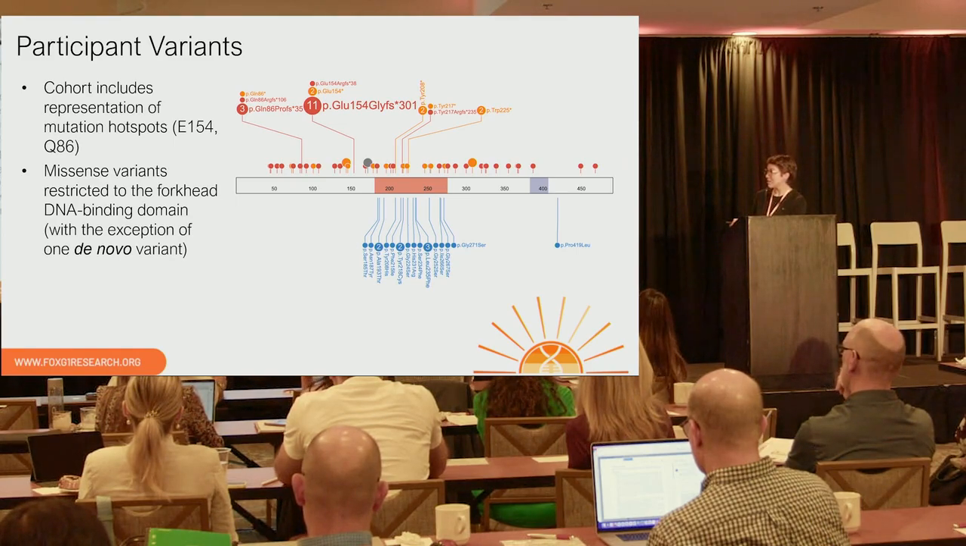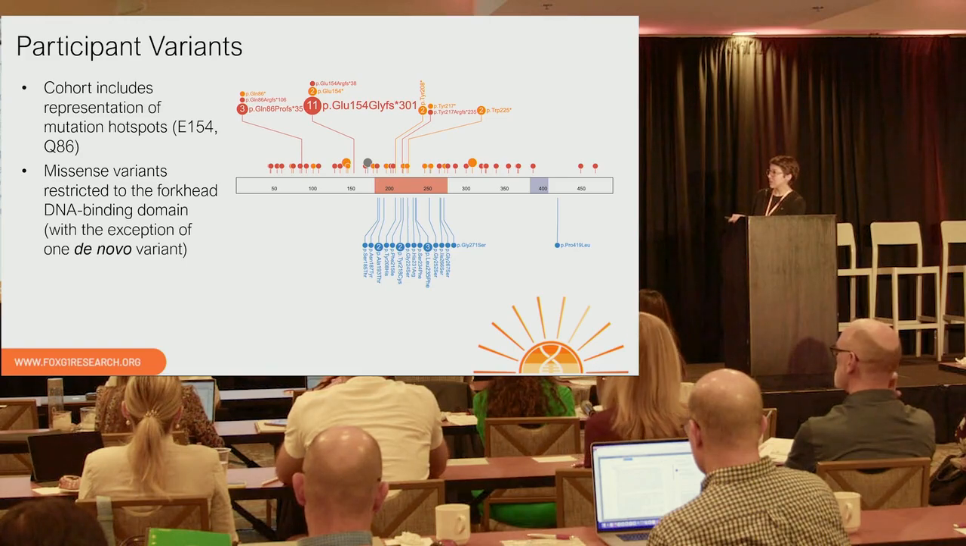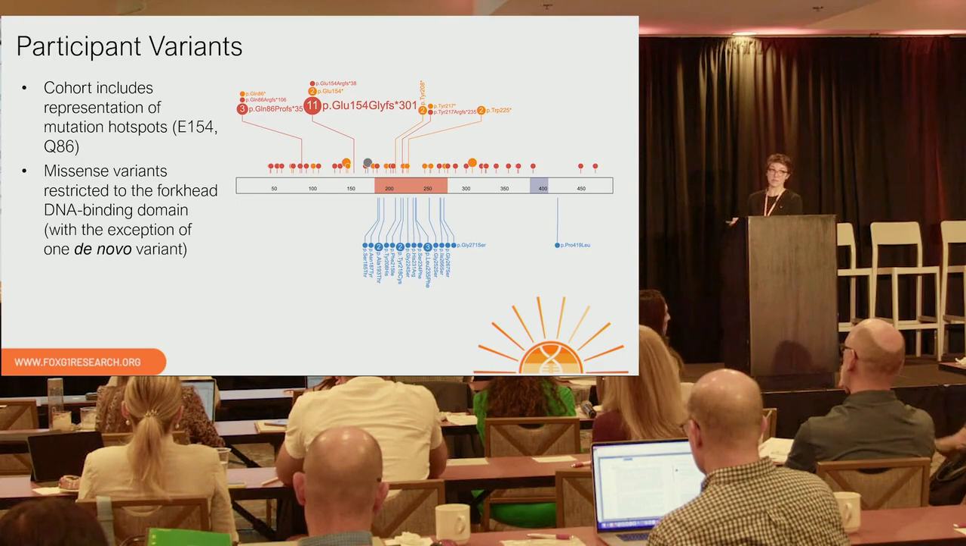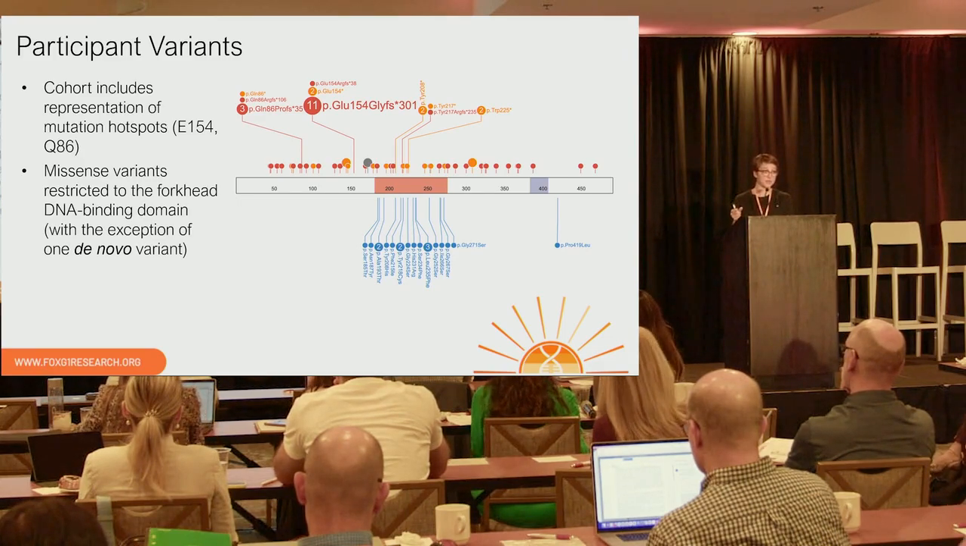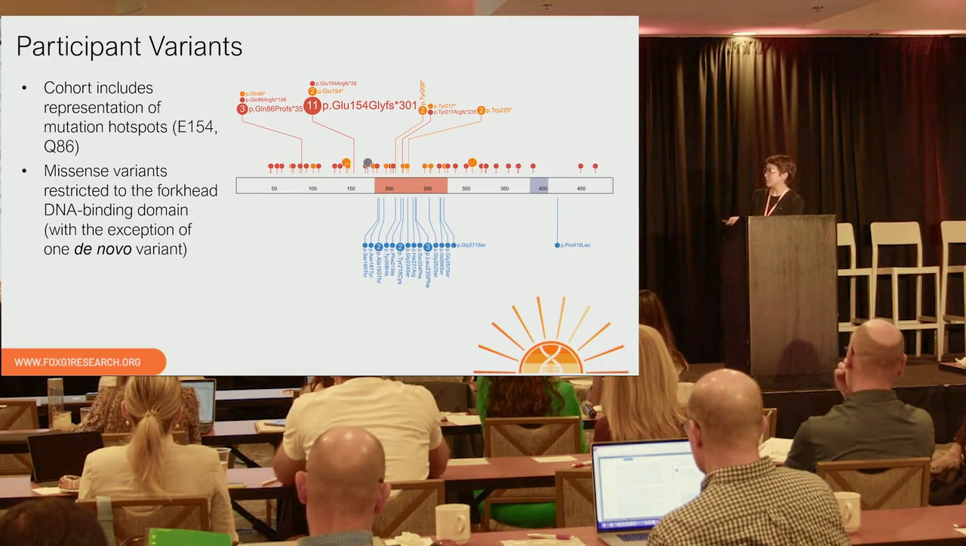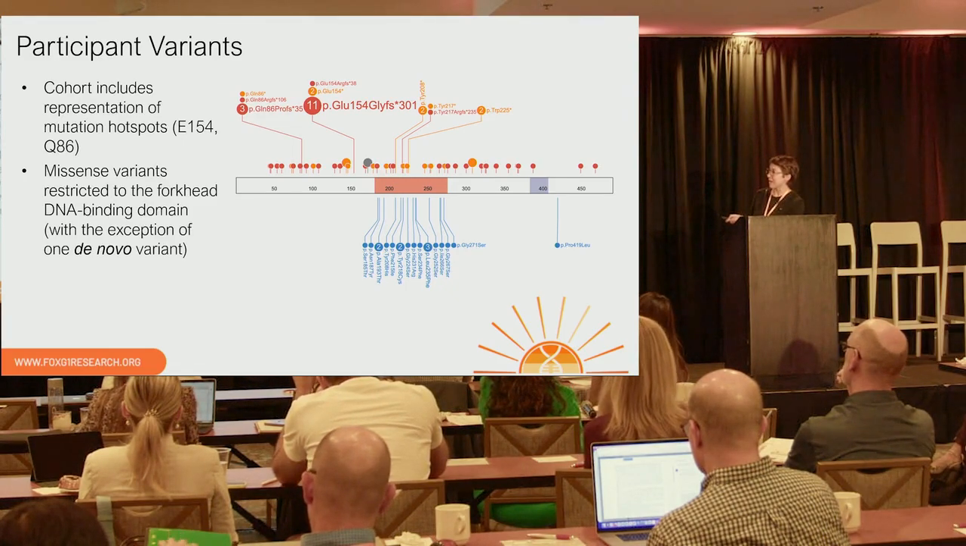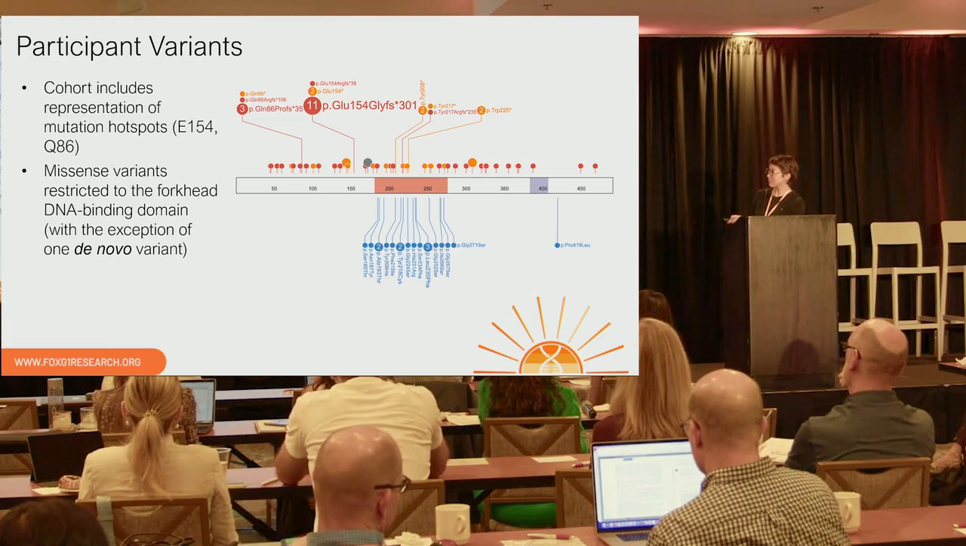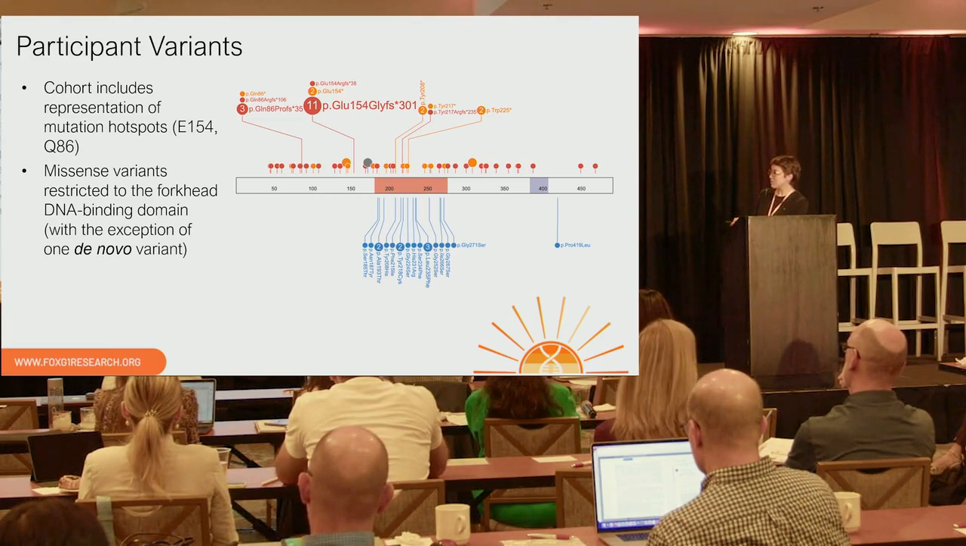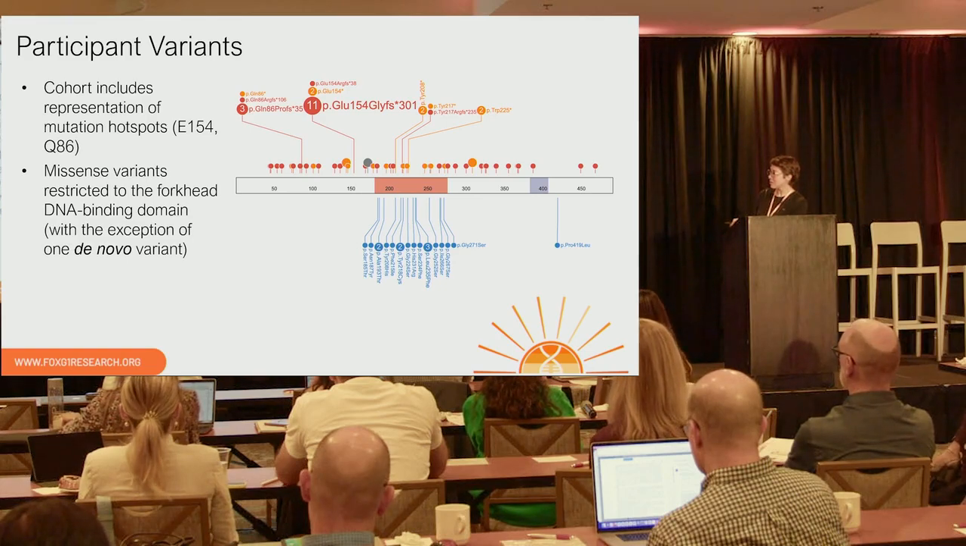And what we have on the very top of this are all of the frame shift, nonsense, and in-frame deletion variants. And so you'll notice that we have a few specific letters within the FOXG1 protein sequence where we have a number of individuals who have changes at those particular regions. And so you'll see here, for example, the most common variant is a frame shift variant at the 154th letter. And then we also have the missense variants tracking along the bottom of the protein.